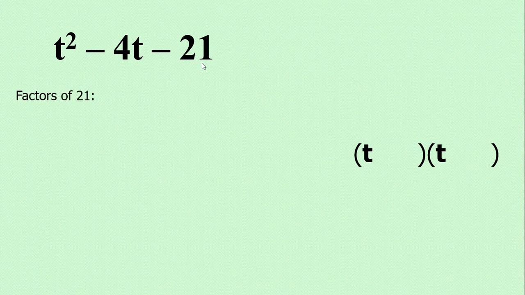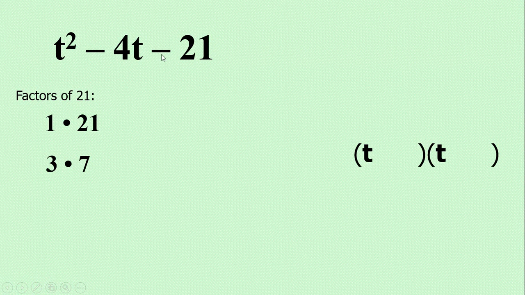We have here t squared minus 4t minus 21. To start our factoring, let's factor first the first term, the t squared. If we're going to factor that, that is t and t. Next, we have to enumerate the factors of our last term. So, factors of 21 are 1 times 21 and 3 times 7. So, we have here two pairs of factors and we have to consider only one pair.